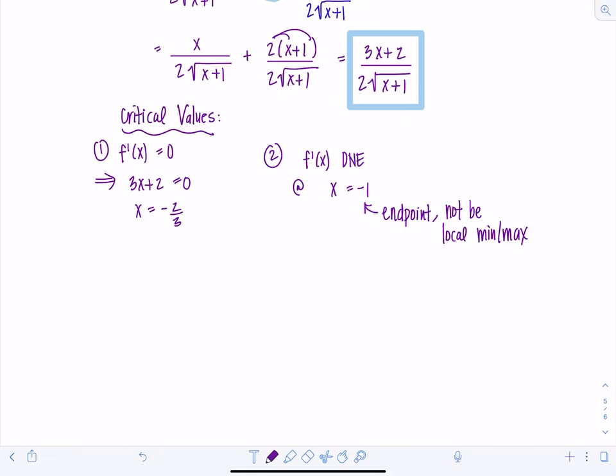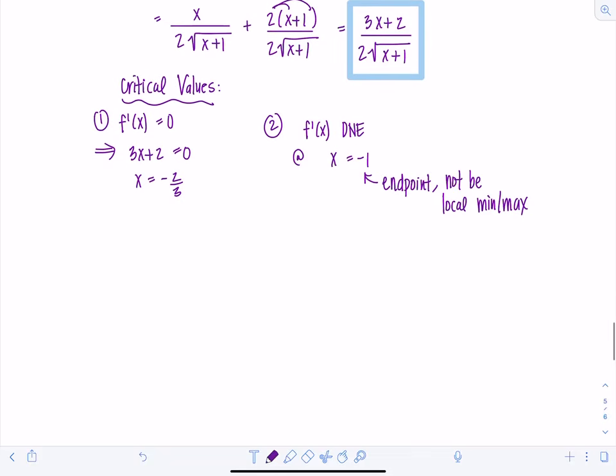Okay, if you need a review on that, you can check the video on section 4.1 that discusses that in more detail. All right, so actually I only have one critical value to consider. So that's not a critical value at negative 1, only negative 2/3 is a critical value. Now let's make our number line. Be careful, no arrow on the left-hand side because my domain is only from negative 1 to positive infinity. So there's negative 1, this is f prime of x, and I'm going to list my one and only critical value right here at negative 2/3.